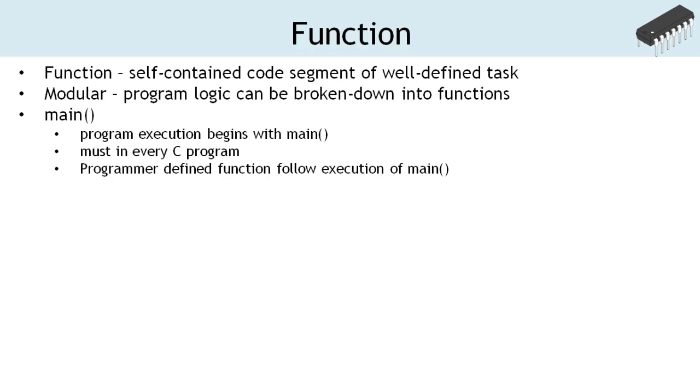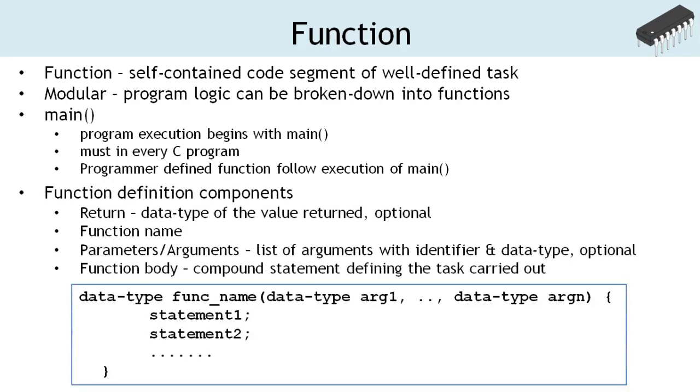Generally, a function receives information from the calling program segment, processes it or executes well-defined instructions, and passes the processed data back. A function definition has four components: the return type, function name, list of arguments, and the function body.